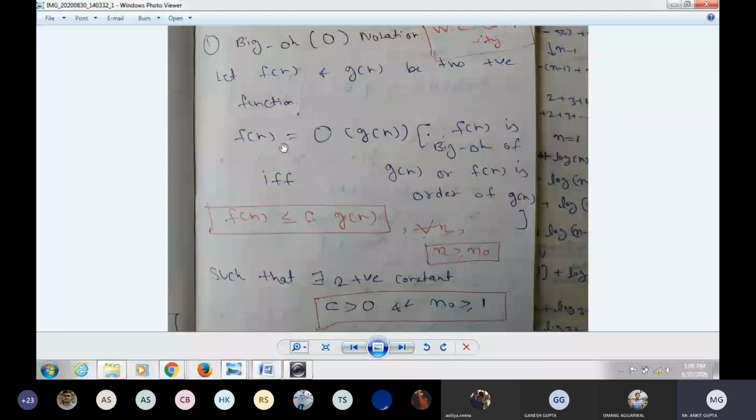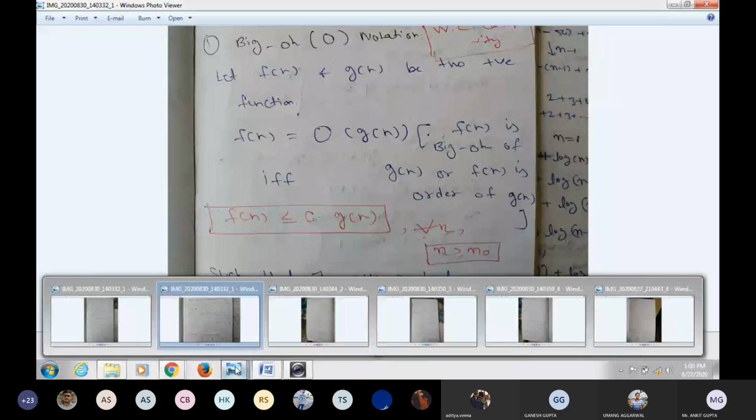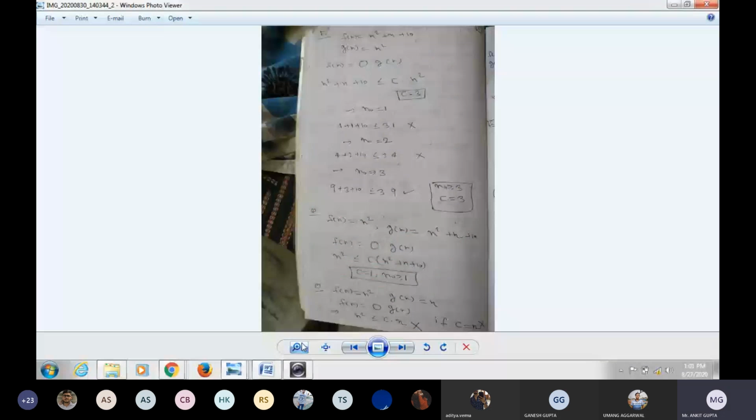So Fn is order of Gn if and only if Fn less than equal to C into Gn. Here C and n naught are two positive constants, that is C greater than 0 and n naught greater than equal to 1. Clear? Now I will go to page number 2. Open page number 2.